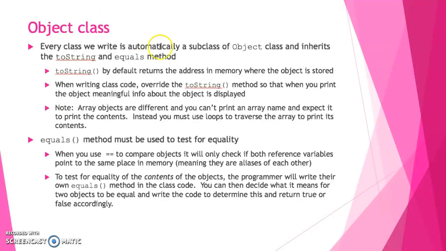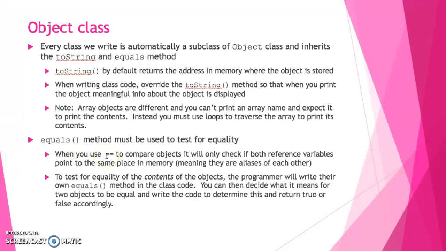Now the object class, every class that we write is a subclass of object, and they all inherit the toString and the equals method. Now the toString method is by default going to return the address in memory of where the object is stored. It is common for us to override the toString method so that if we print the variable's name, then what will be called instead is the toString will be called in its place and it will display information related to the object.